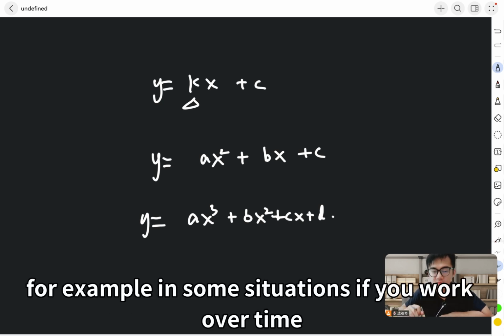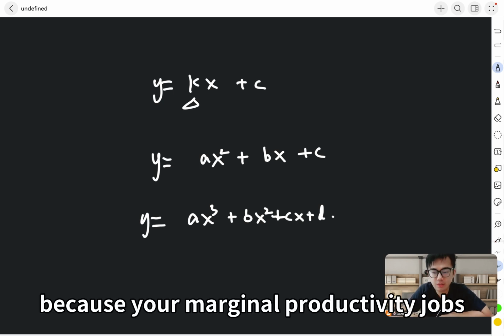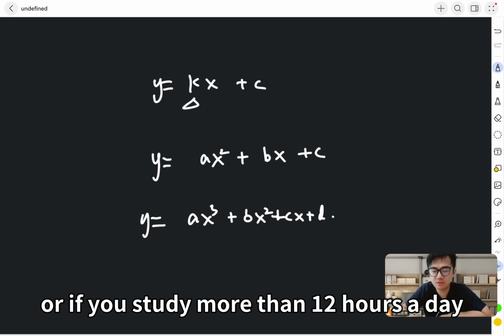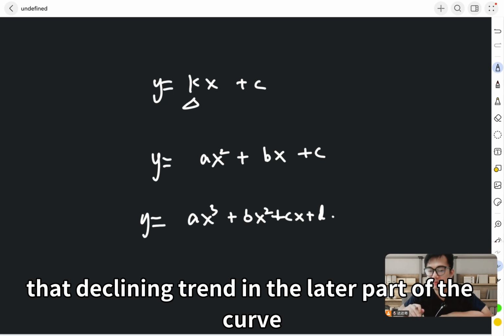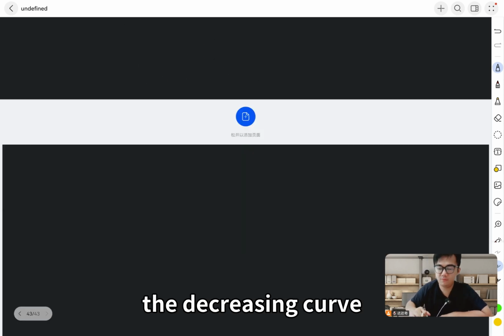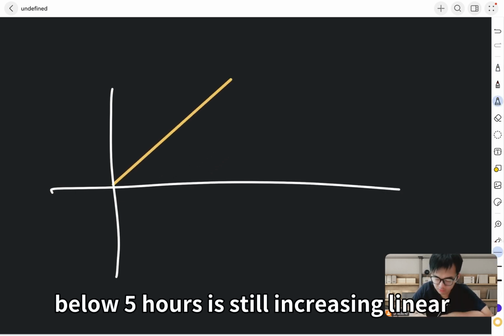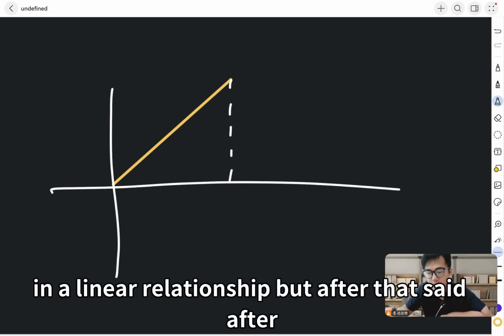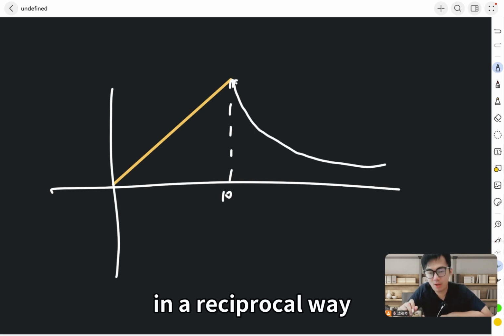For example, in some situations, if you work overtime, the more you work, the less you learn, because your marginal productivity drops. Or if you study more than 12 hours a day, let's say even 18 hours a day, the more you study, the lower your efficiency becomes. That declining trend in the later part of the curve, the decreasing curve, we call a reciprocal function. Let's say when you're studying below 5 hours a day, it's still increasing in a linear relationship, but after that, let's say after 10 hours, it will drop in a reciprocal way.